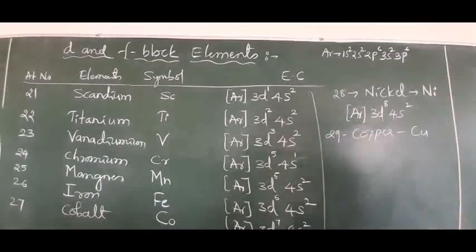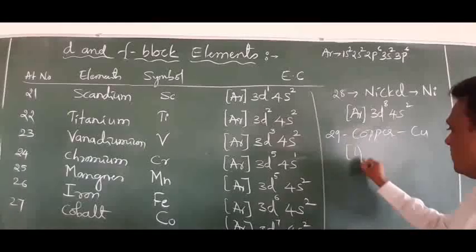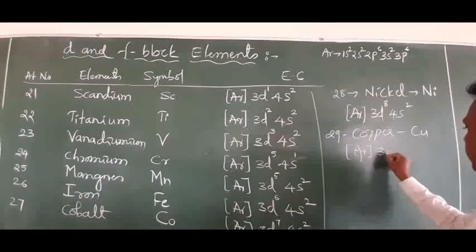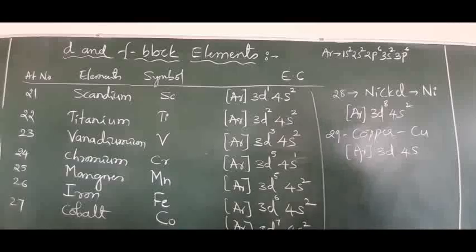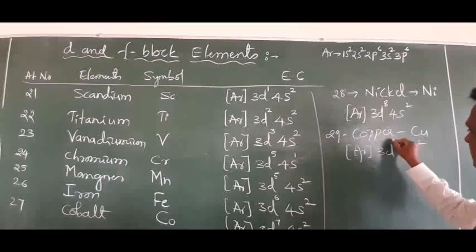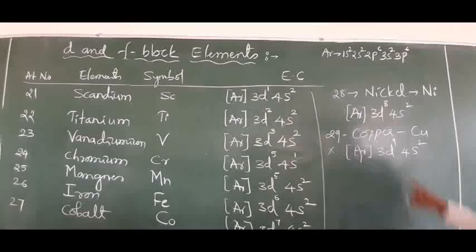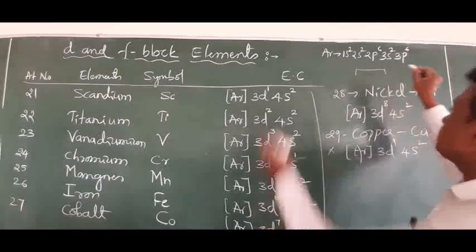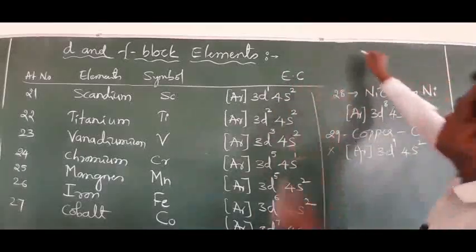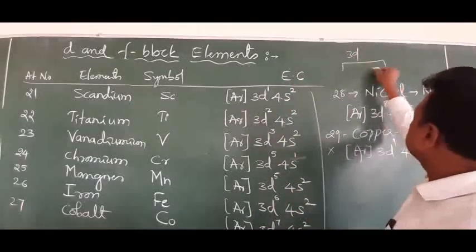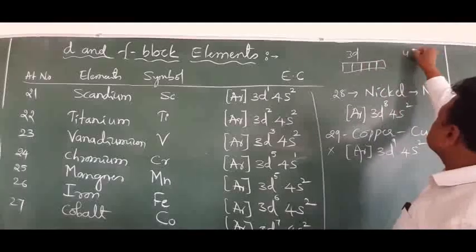The symbol is Cu. Yes, argon, 3d and 4s. If you write it like this, 4s2 and 3d9, this is also wrong because the 3d9 is partially filled. Once again, we already know this is the electronic configuration of 3d, and this is the 4s.